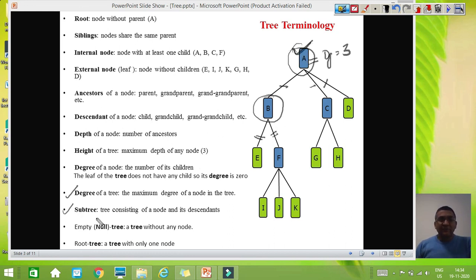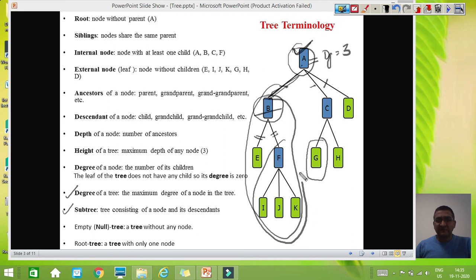Subtree refers to the tree that consists of a node and its descendants. So if I say what is a subtree of this node, then you can look at this child, and the entire descendant actually forms a subtree of A. Similarly, if I want to know what is the subtree of C, you just look at the descendants and we have this. So this is the subtree of C. If I want to know what is the subtree of B, then this is the subtree of B.